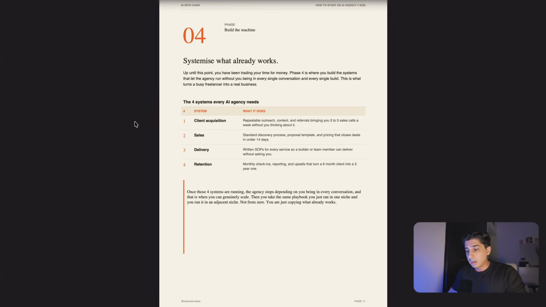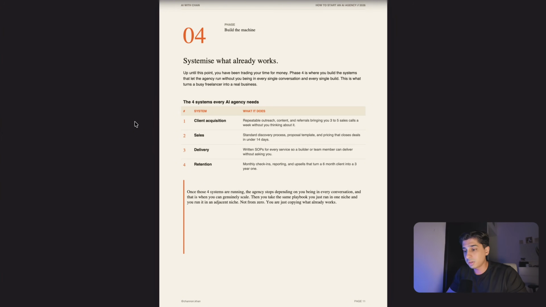Now, the 4 systems every AI agency needs, right? System 1 is client acquisition. What it does is repeatable outreach, content, and referrals, bringing you 3 to 5 sales calls a week without you even thinking about it. Number 2 is sales, so standard delivery processes, proposal templates, and pricing that closes deals in under 14 days.